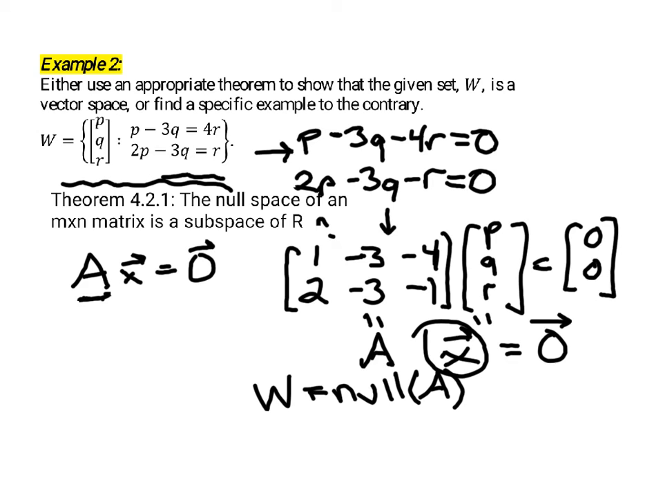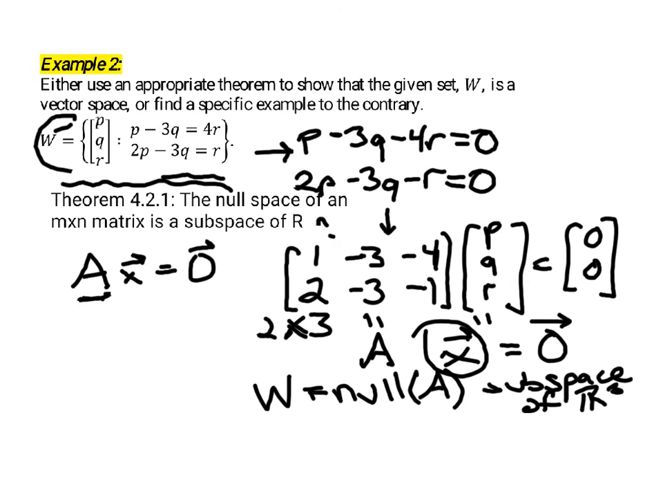This is where A is, let's see, 2 rows by 3 columns, so it's a 2 by 3 matrix. So this is a subspace of R3. I'm sorry about my writing here. But that then does prove that this set of three-dimensional vectors is a vector space.